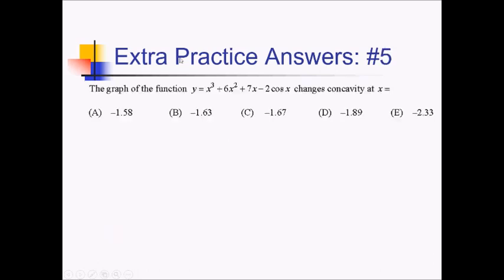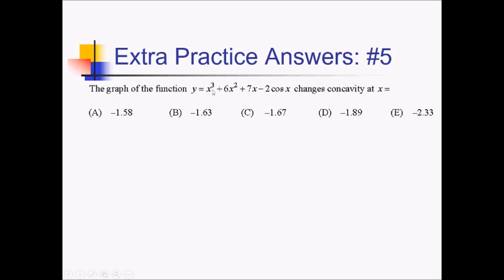For this one, we have the graph of the function y equals x cubed plus 6x squared plus 7x minus 2 cosine of x, so almost a polynomial. They're saying that this changes concavity when x equals which of these numbers? So if I want to know about concavity, I need to take a look at what y double prime is doing. And this is a calculator question, but I need to know what y double prime looks like. So that requires two derivatives.